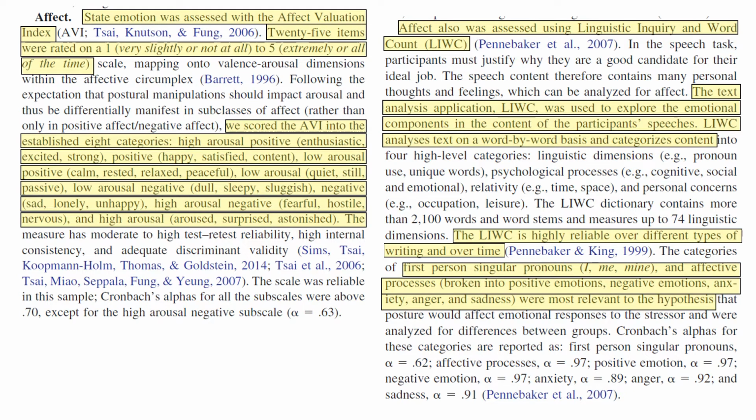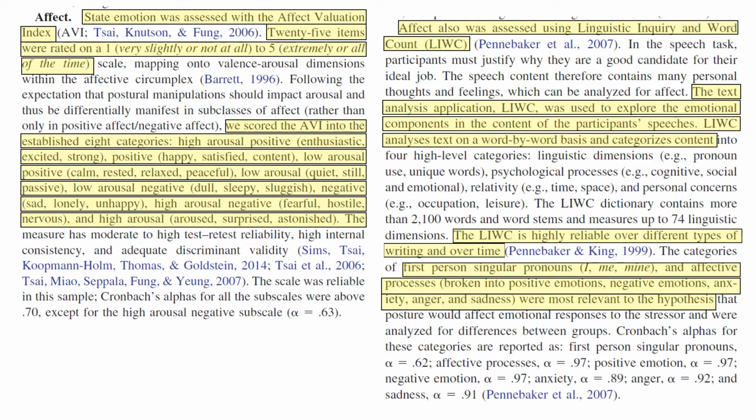This is a good time to look back at the list of things I'm looking for. I found the name of the measure, the number of items, and the response options, so I still need to look for information about whether there were scales. I noticed the phrase, we scored the AVI into 8 established categories. Since the scale is another way to talk about the scores created by a measure, I realized I'd found the section I was looking for. So I found all the details I was looking for, but there's another paragraph under the affect heading.